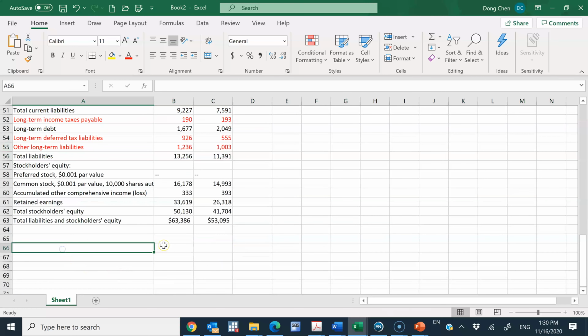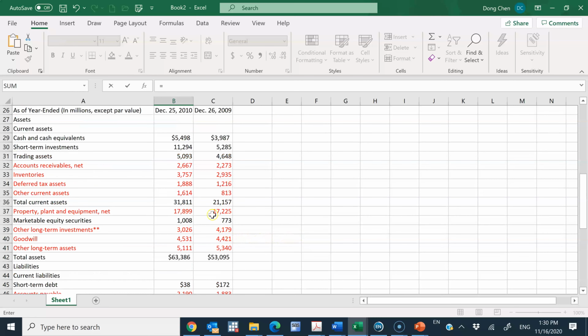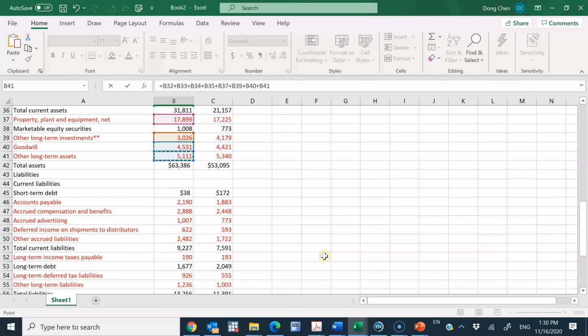Based on that, we can calculate our NOA. Basically, this is the sum of the total operation related assets, which is this one, plus accounts receivable, plus inventory, plus deferred tax assets, plus other current assets, plus net PPE, plus other long-term investments, plus goodwill, and finally other long-term assets. So this is the sum of all the operation-related assets.